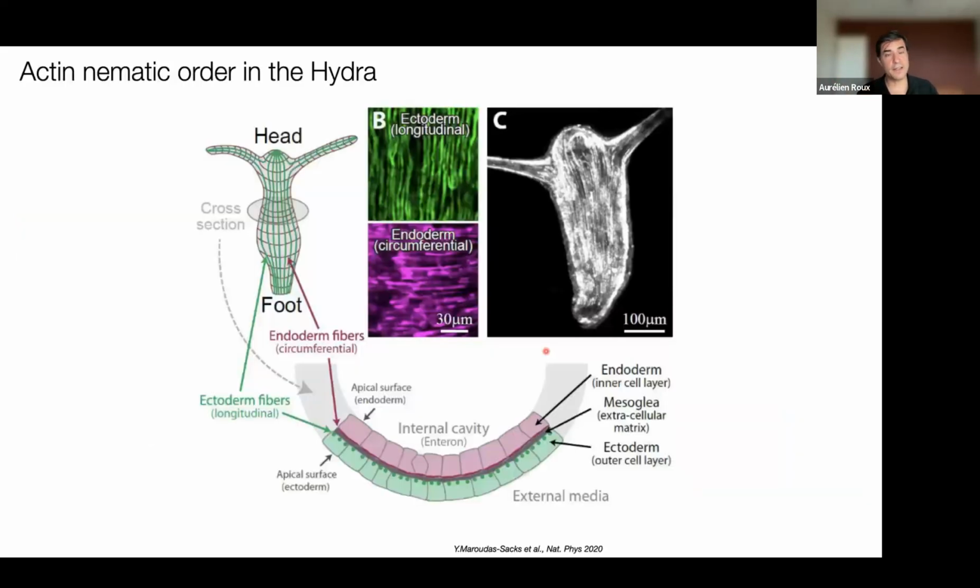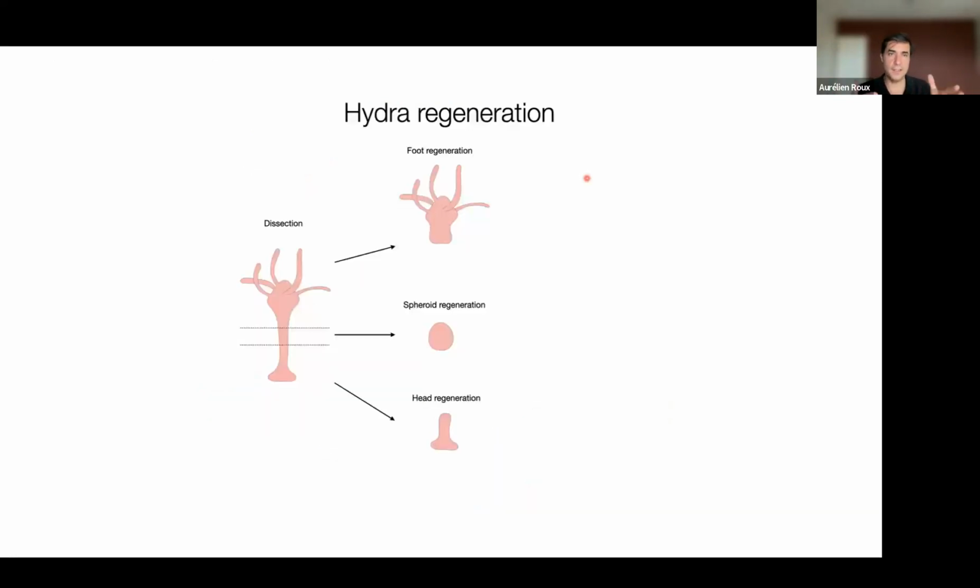So I've told you that there's an amazing nematic order of the actin fibers in the ectoderm, and that's a longitudinal organization. That's the green pattern that you see here. But in the endoderm, which is the second layer of cells, you also have a very amazing actin organization, but it's circumferential. So it's 90 degrees from the ectoderm organization. I'm just going to show you the ectoderm, which essentially corresponds to that kind of picture. But just to mention that there's two layers of muscles which are 90 degrees apart and probably contracting in different directions. Not opposite, 90 degrees apart.